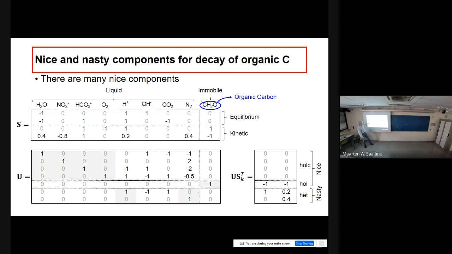conservative components. 4, and only 2 nasty heterogeneous reactions. So these 4 components behave as conservative tracers.